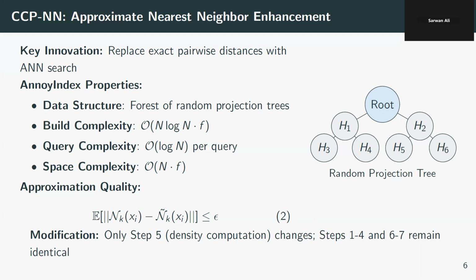Each tree in the forest uses random projection to partition the space. So when we query for the nearest neighbor, we traverse multiple trees and aggregate the results. The elegant part is that we only modify step 5 of the original CCP algorithm, which is the density computation. Everything else remains identical. So we preserve the fundamental approach while gaining massive computational savings.